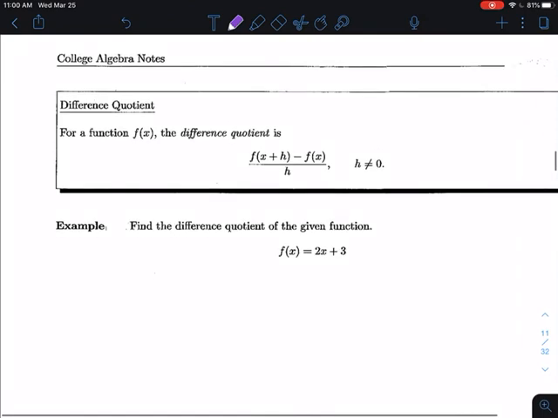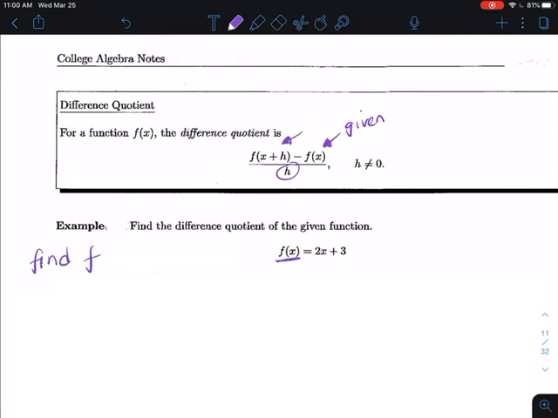All right, the last part of this is the difference quotient. So we have to evaluate this difference quotient. They want us to find f of x plus h minus f of x, and then divide all that by this variable h. Well, the good thing is they give us f of x. So that's given. So this is always going to be given. What we have to do is find out what f of x plus h is.